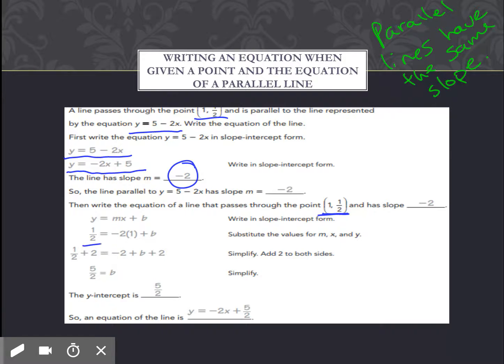So y is 1/2, our slope is negative 2, and x is 1. So that would give us 1/2 equals negative 2 plus b. So we're adding 2 to both sides to get the b alone, and that gives us 5/2 for b. So now we have a new y-intercept of 5/2, and we're still using our same slope of negative 2. So the equation of your line is y equals negative 2x plus 5/2.